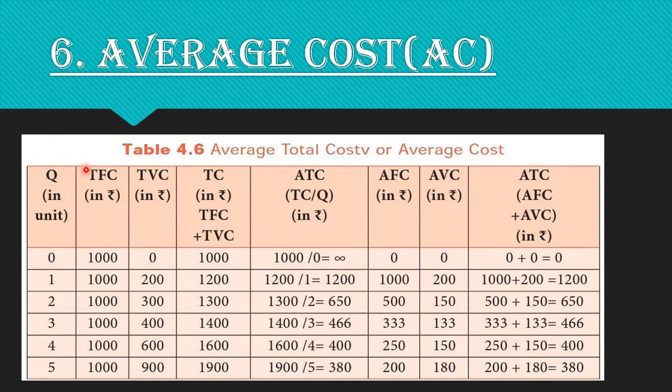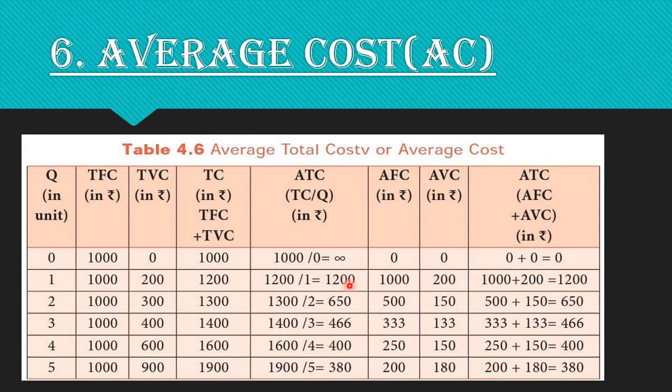Let me explain once. Per head cost, we are going to calculate how much we are bearing to produce 1 unit of quantity. So you understood now that the total cost contains the total fixed cost and total variable cost. And if you want to calculate the average cost, you can calculate it by total cost divided by quantity. That is 1,200 divided by 1, the answer will be 1,200.